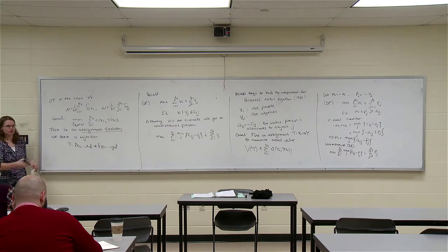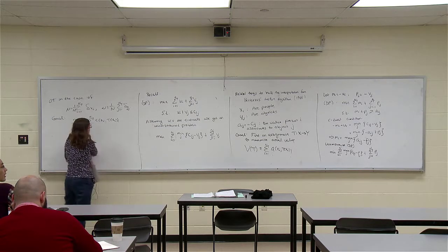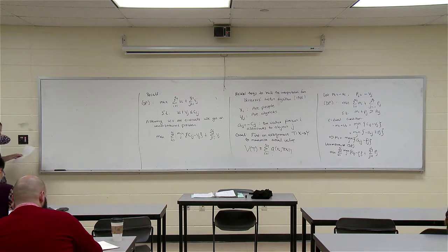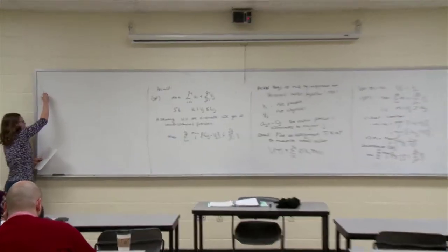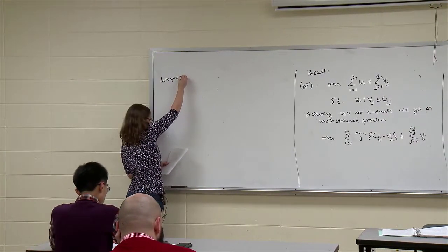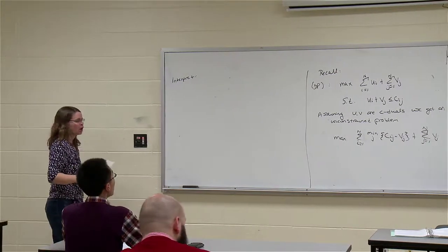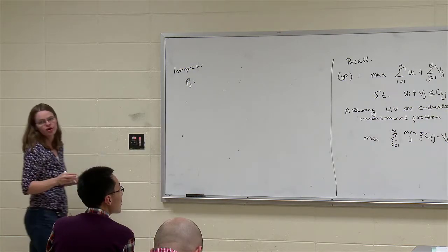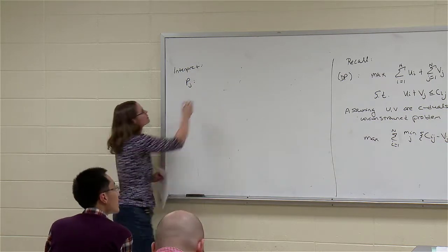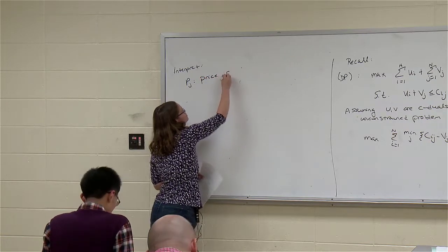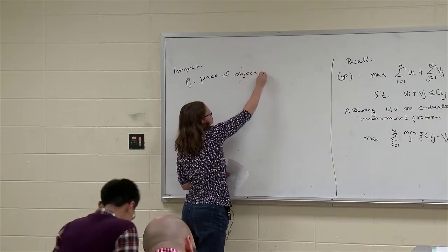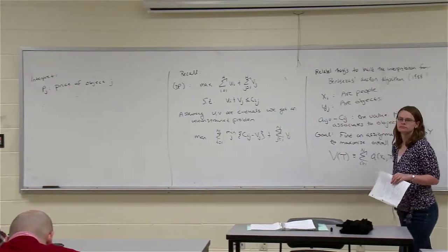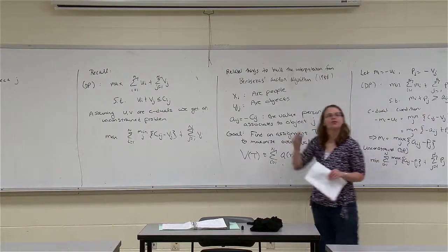Okay, I did it for a reason, though. I did it for the interpretation. So let's see if we can propose an interpretation for some of these things. Okay, so p_j, we're going to give a name. p_j is going to be the price of object j. This is the rent for apartment number j or house number j or whatever it is.